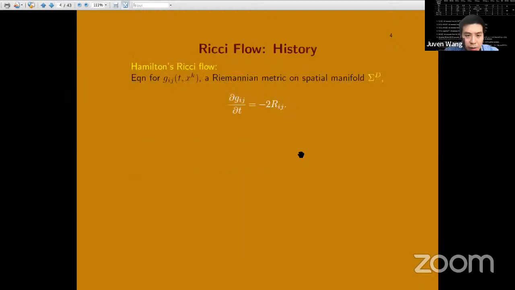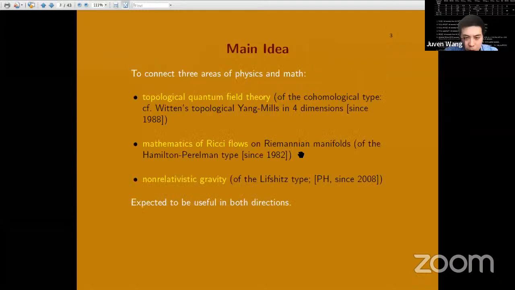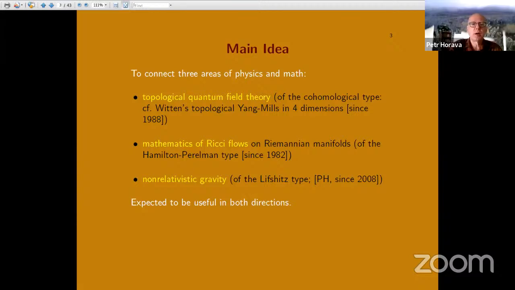Okay, and I also want to make sure, so the formulation you have, can I regard it as some quantum path integral formulation of the Hamilton-Perelman Ricci flow theory, because they are doing something more classical. So you are doing a quantum version of that. Is there something? Yes, my intention is precisely, and I'm now getting ahead of ourselves a little bit.